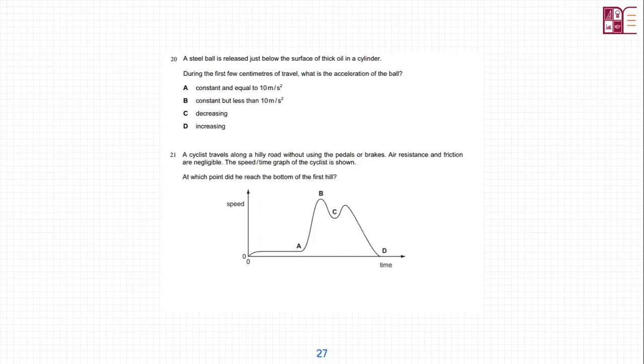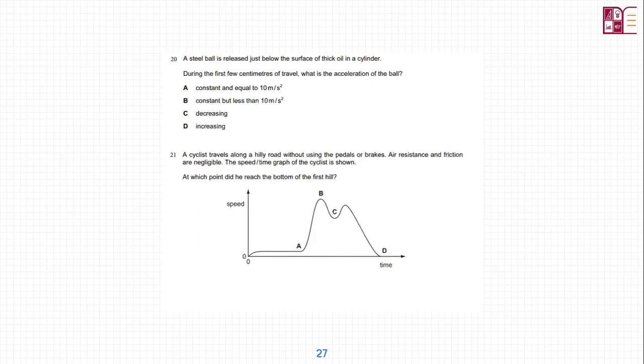Now, when he reaches the bottom of the first hill, we're assuming that he's coming down, right? So, as he's coming down, his speed is increasing. He's using no brakes, he's using no pedals. So, the gravitational pull will bring the body down with a lot of speed. So when you look at the portion between A and B, that is the point the body is coming down.